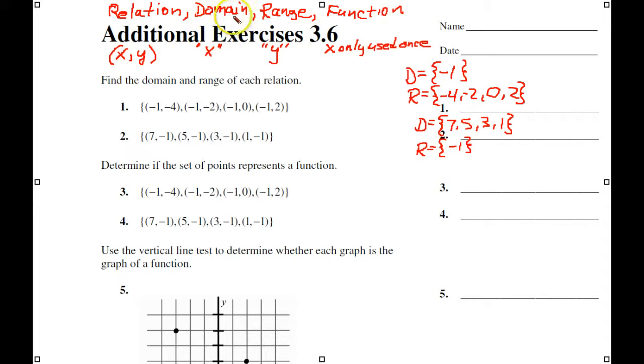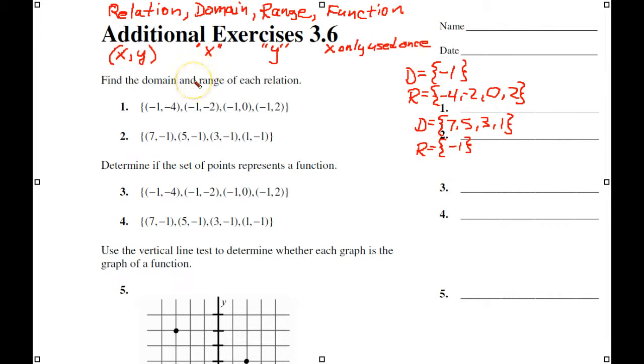Now, the word domain, by definition, is the x elements of a relation, and the range are the y elements of a relation. And we'll review this again, but a quick definition of what a function is: a function is when the x element is only used once in a series.